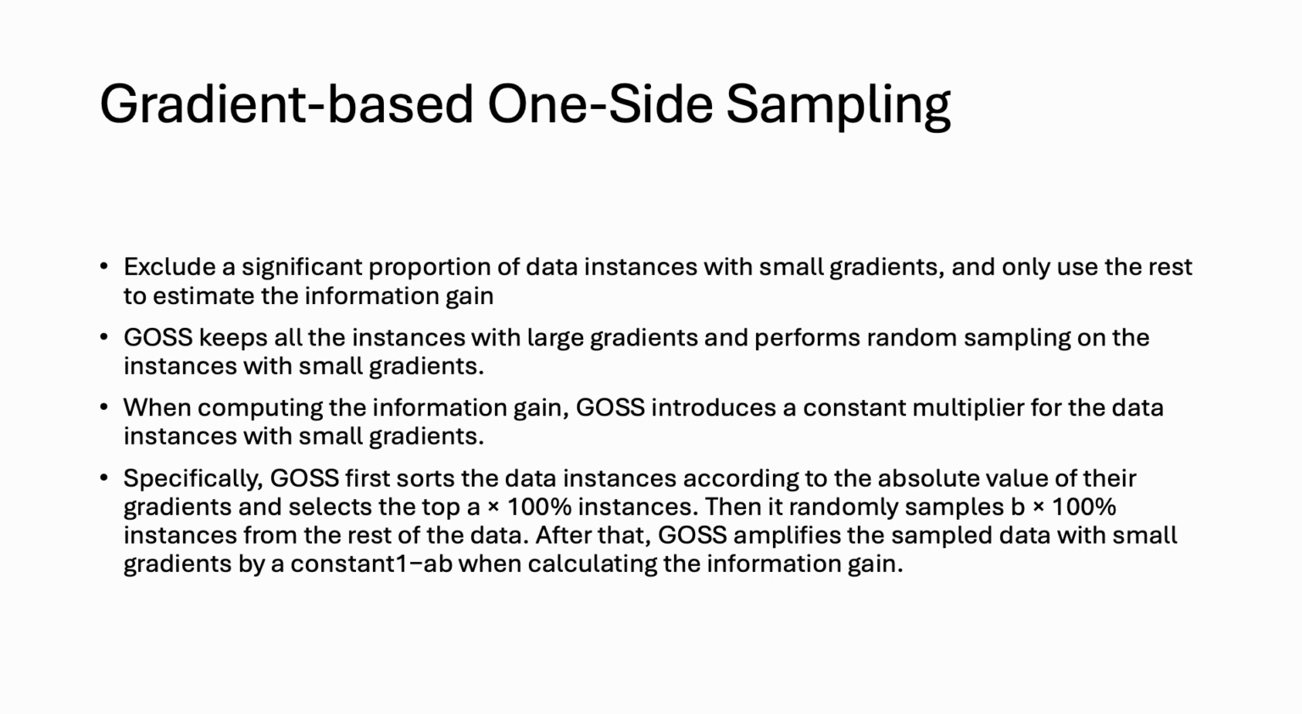And data instances with different gradients play different roles in the computation of information gain. In particular, according to the definition of information gain, instances with larger gradients will contribute more to the information gain. Therefore, when downsampling the data instances in order to retain accuracy of the information gain estimation, we should better keep those instances with large gradients. And that is the purpose of gradient-based one-side sampling.